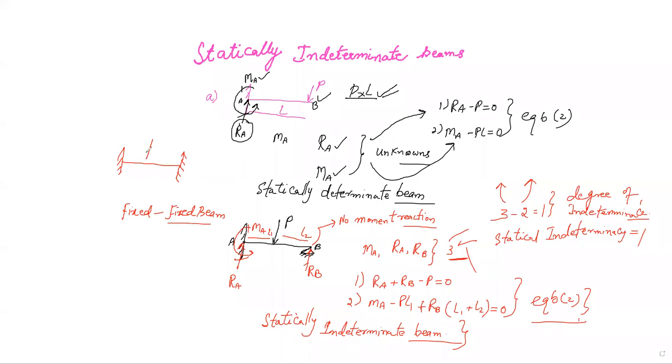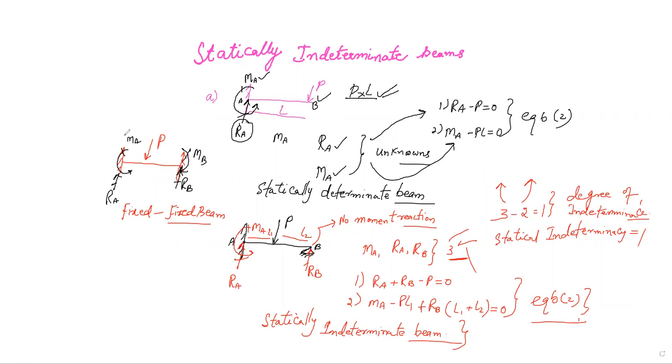Let's suppose we apply a concentrated load. Then at end A, you will have a reaction here. Let's call this RA. We'll have a reaction here, let's call that RB. And we know a fixed end produces a moment reaction as well. The moment reaction here is MA, and the moment reaction here is MB.